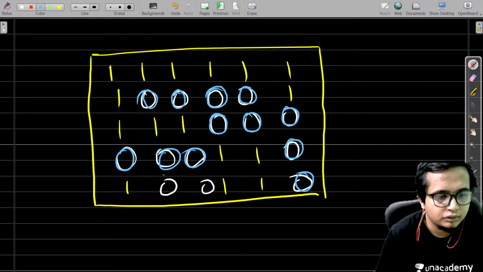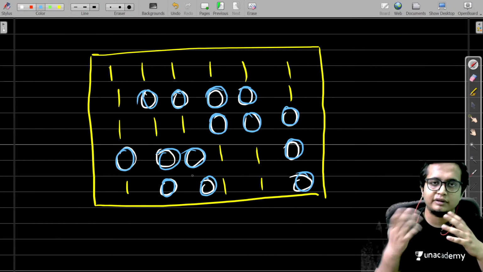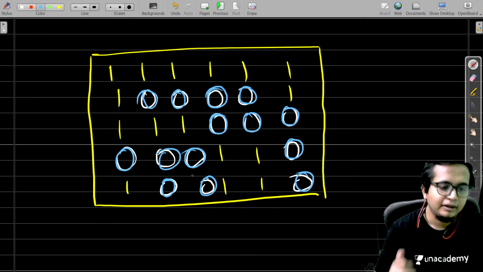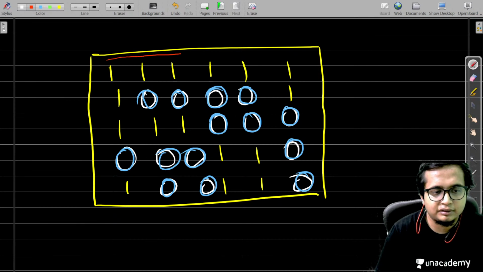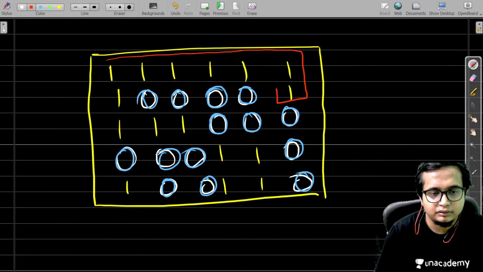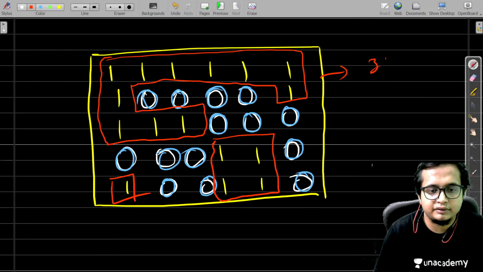We all know what islands are. Islands are those places which are surrounded by water on all sides. So here you can see how we are defining it. This is an island, and this is one more island, and this is one island. So there are three islands in this place.